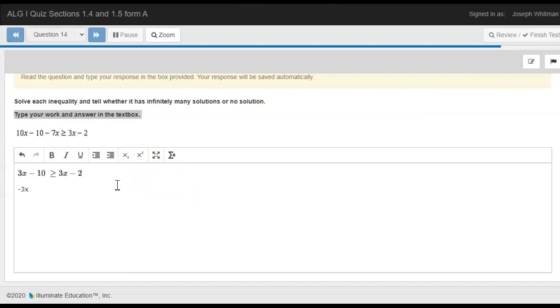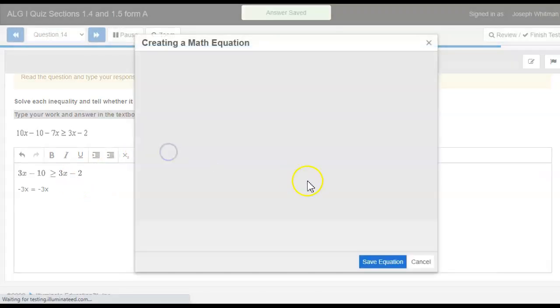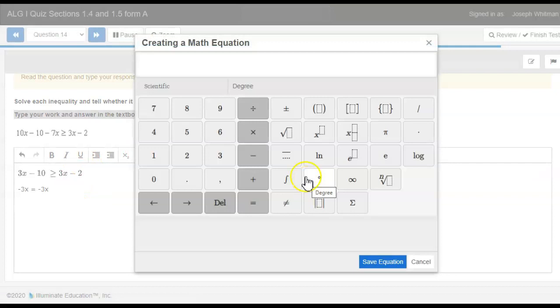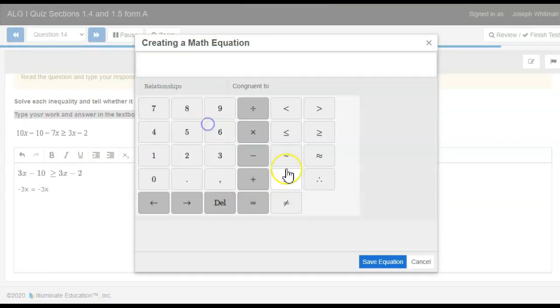So I subtract 3x from both sides using my subtraction property of equality. But when I do that, going back to my equation editor, that leaves me with negative 10 being greater than negative 2.